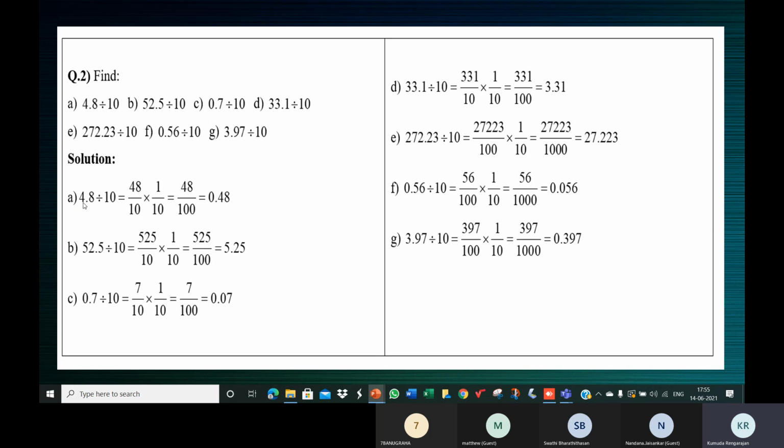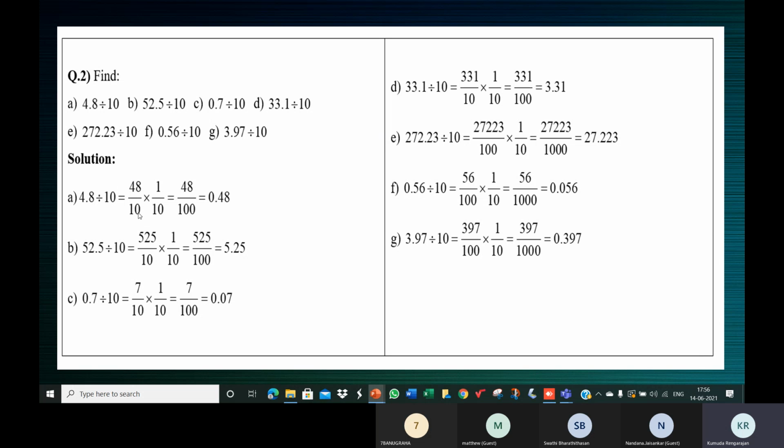So here again, when you have a decimal, we convert it to a fraction. That is the procedure used here. When it is a decimal, we convert it to a fraction. The procedure is, when you have to divide a decimal by 10, 100, 1000, whatever, we first convert the decimal to a fraction. That is the procedure. That's all. The decimal is converted to a fraction.